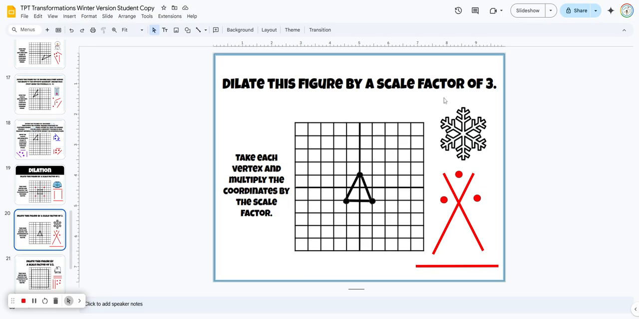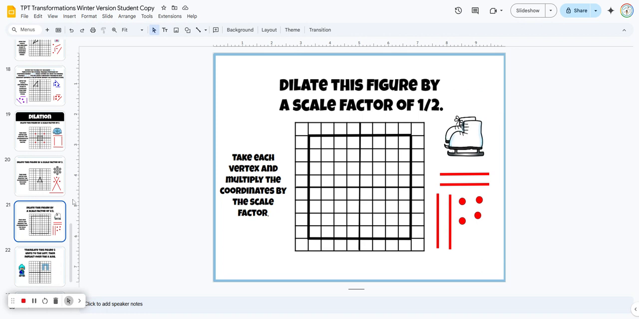We're going to take each of the points. This time it's going to be dilated by a scale factor of 3, so it's going to be a larger triangle. And then we have a scale factor of 1/2, which means because it's a fraction less than 1, this figure is now going to be smaller. So we're going to take the coordinates of each of these corner points and divide by 2, or multiply by 1/2.